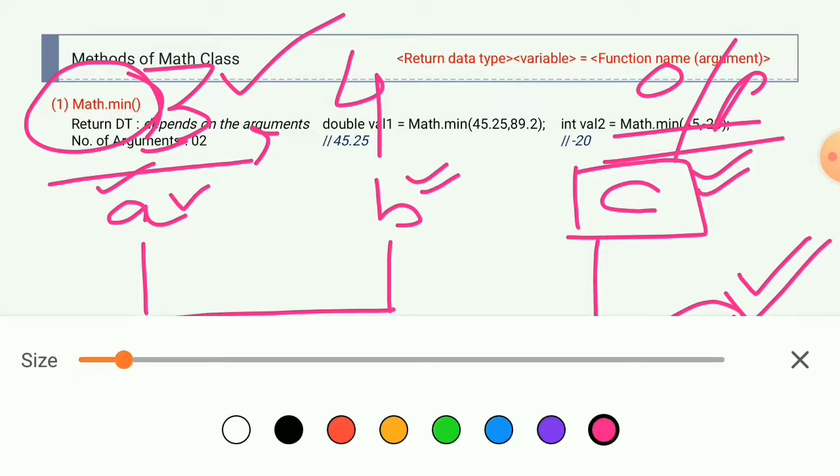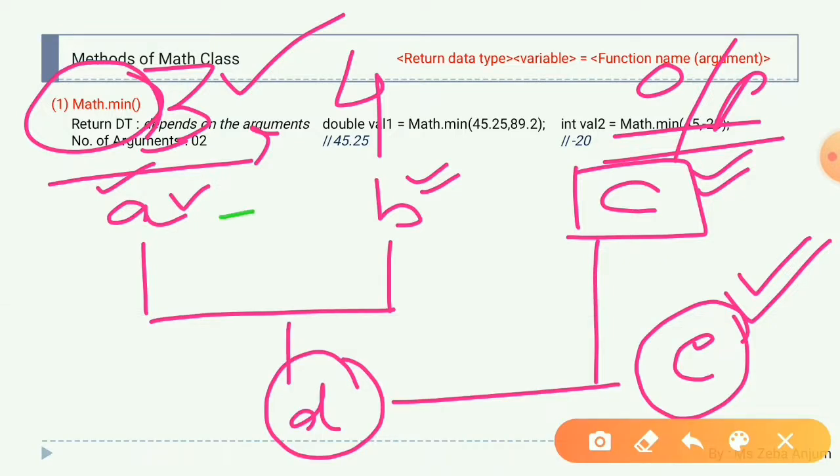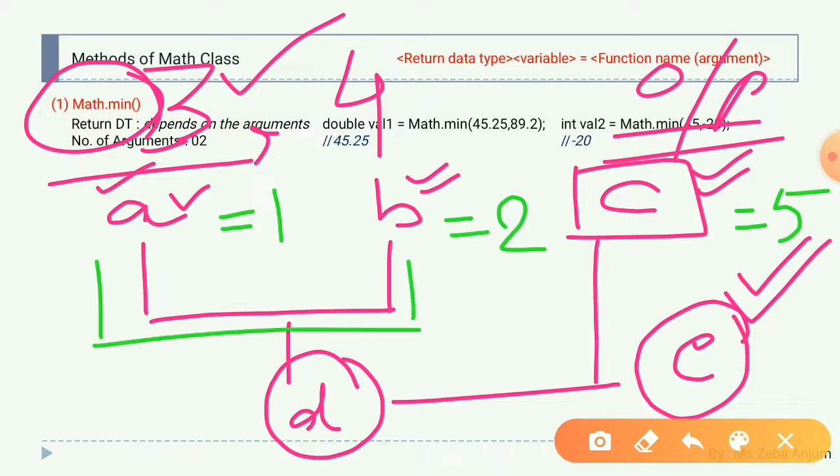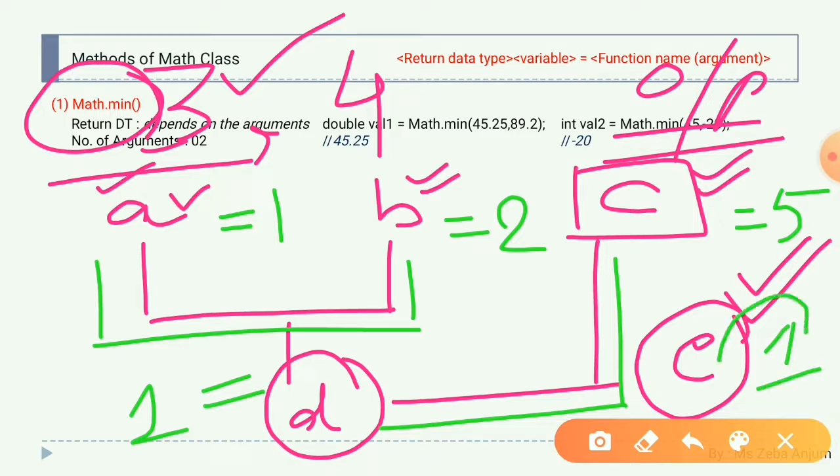Now consider, let us take an example. Let us assume that the value of a is 1, the value of b is 2, the value of c is 5. Now if we apply the Math.min function between those two, then you will be getting 1, because 1 is minimum. Again we have to apply Math.min function on c and d. Then you will be getting 1 as an answer. So anyhow, you will be getting the least number over here, and that is what we wanted to do over here.